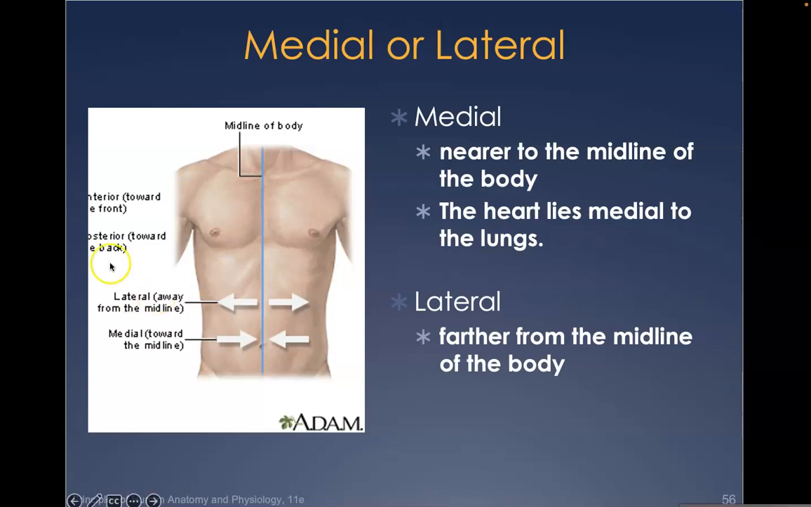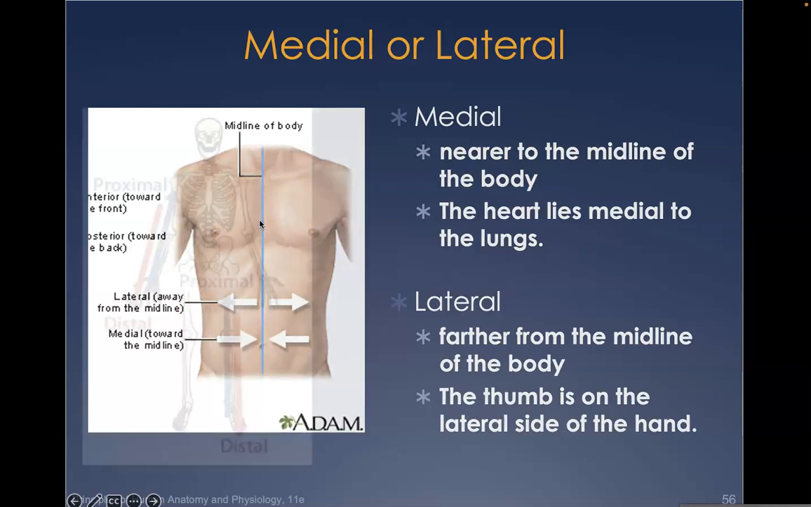And just to give you an idea of how you might use these terms, you would use this in terms of the heart here and then the lungs on the side. So you would say that the heart lies medial to the lungs and that the lungs lie lateral to the heart. Okay? So hopefully that helps you.